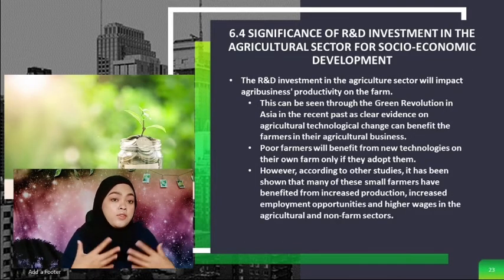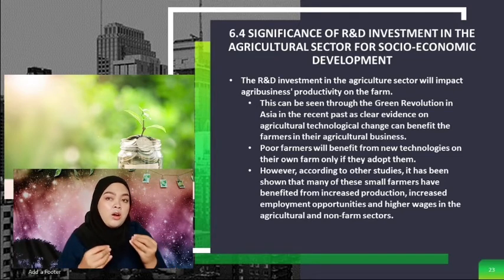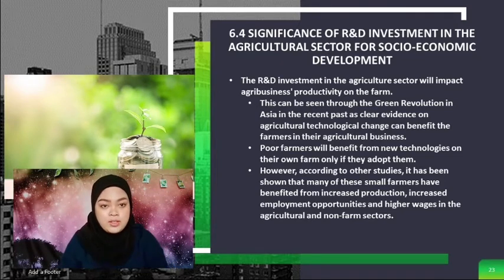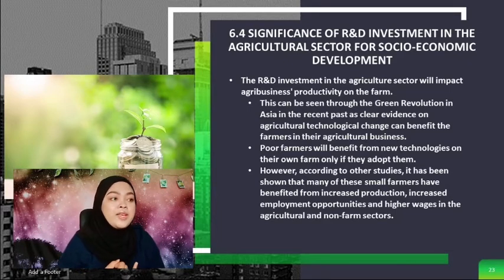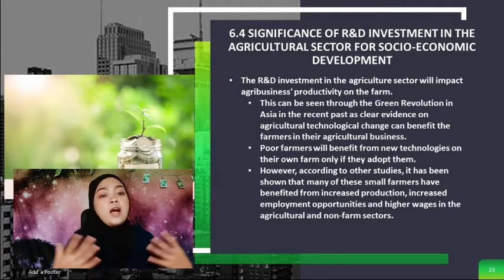Okay, the last justification is on the R&D activities. What is the significance of the government funding these R&D activities? Okay, the first one, we can see that when the government invests in the R&D activities, the agricultural sector will impact agribusiness productivity on the farm. Okay, this can be seen through the Green Revolution in Asia, where it is clear evidence that agricultural technology change can benefit the farmers in their agricultural business.